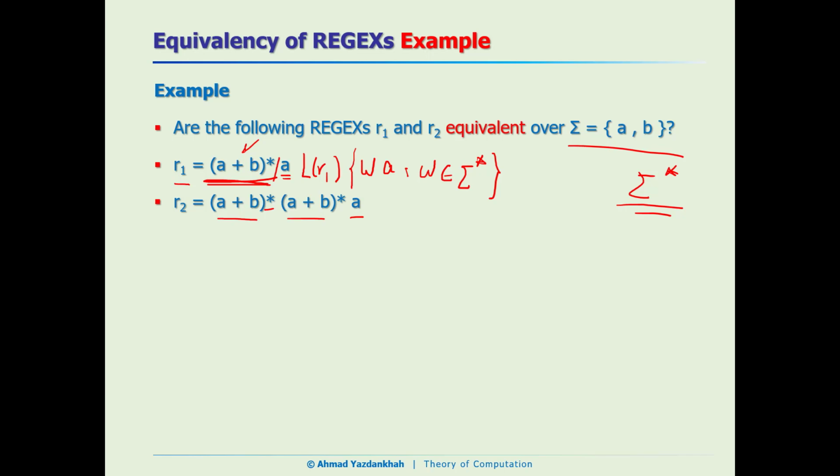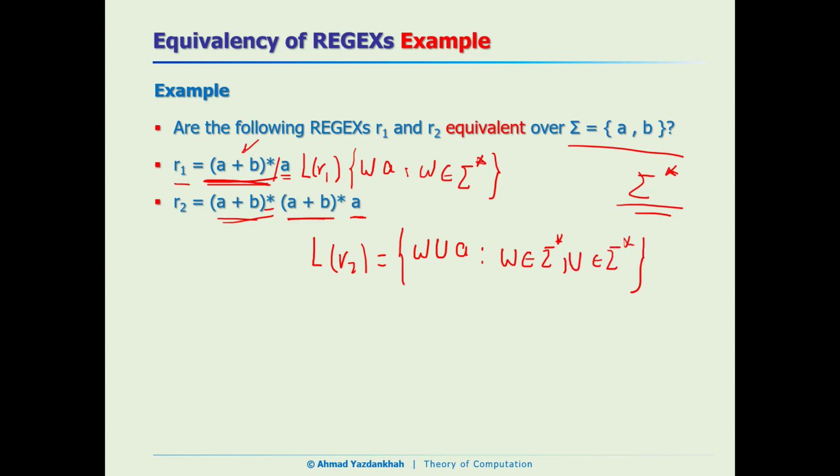How about L of R2? We can find out what language it is representing. (A plus B) star is again W. (A plus B) star, yeah, not exactly W, we can represent it with something else. And then WAUA such that W belongs to sigma star and U belongs to sigma star.